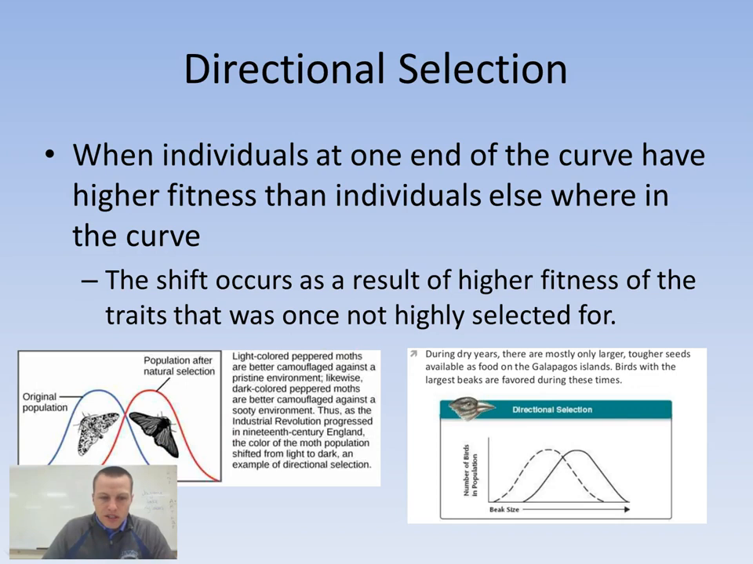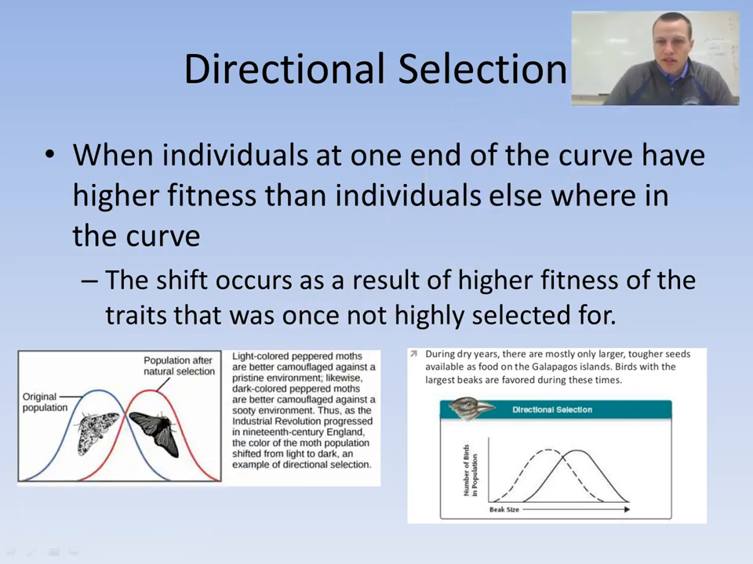Okay, so what I wanted to talk about here is directional selection. Directional selection is when an individual at one end of the curve has a higher fitness than individuals elsewhere in the curve. All right, so the shift occurs as a result of higher fitness of traits that were once not highly selected for. So you can see here, let's look at this one first.